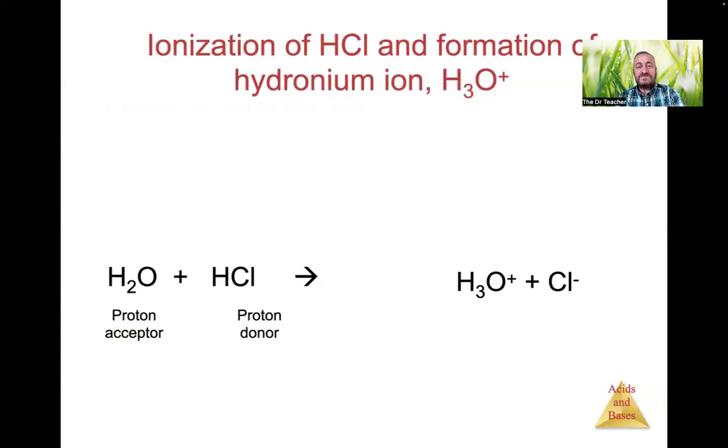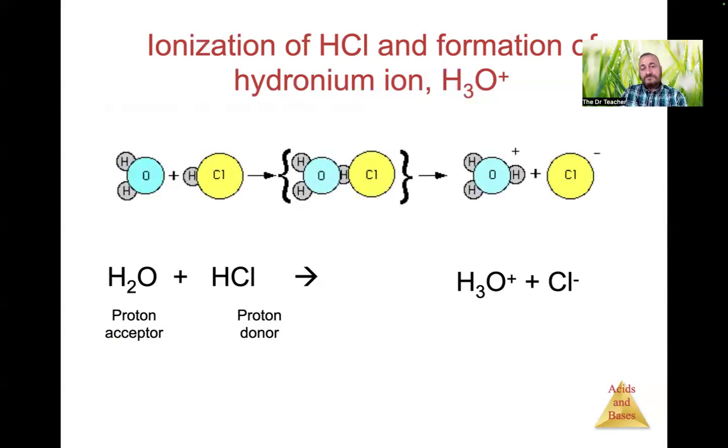So if you see here, H2O plus HCl, here HCl is a proton donor because it will give its hydrogen to another molecule, which is the water here. And then we end up with H3O plus and OH minus.